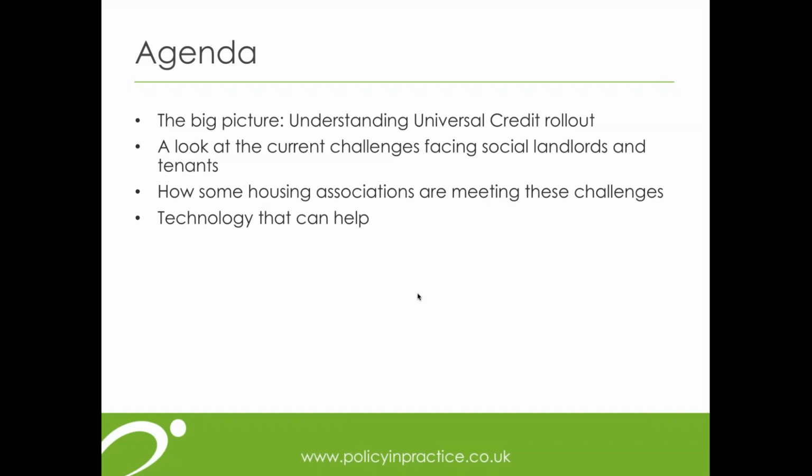Today's agenda is a simple, straightforward one, looking at the big picture. Deven's going to talk to us about the universal credit rollout, where we are at the moment, and some points to pick up on, because there's been some movement in recent days. We're going to have a look at the current challenges facing social landlords and tenants, where Bill is going to give a lot of information. We're also going to look at how some housing associations are meeting these challenges, and Zoe's going to talk about some of Policy and Practice's clients and how they're meeting these challenges, and the technology they're using to help them do that.